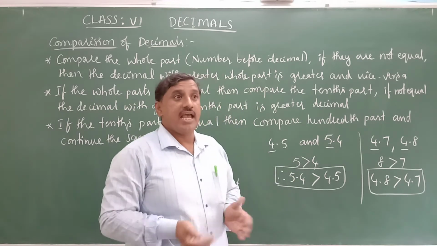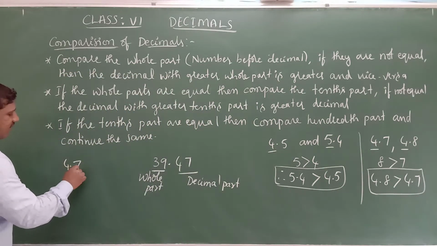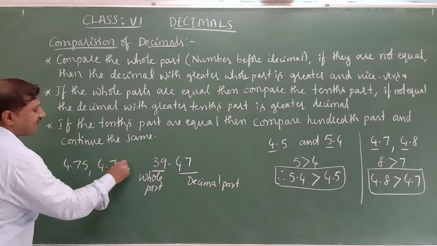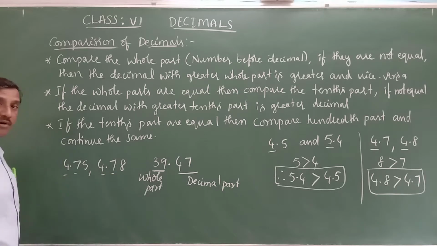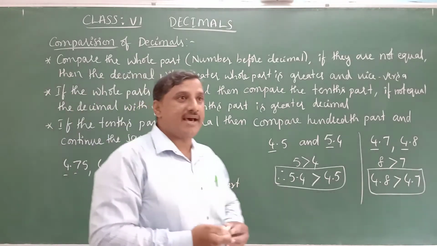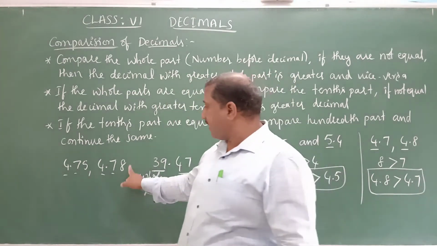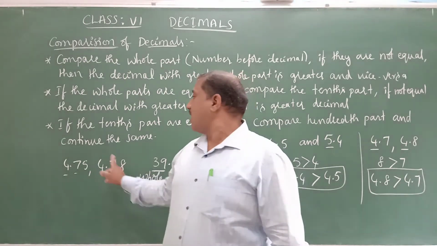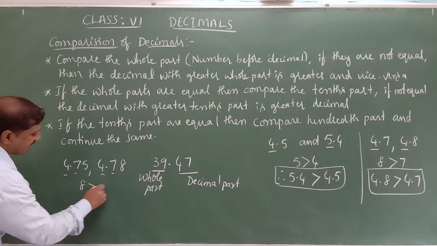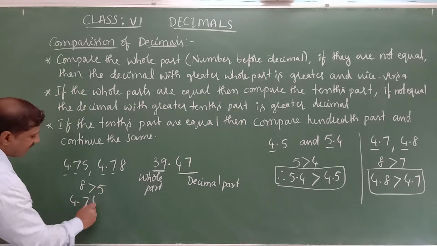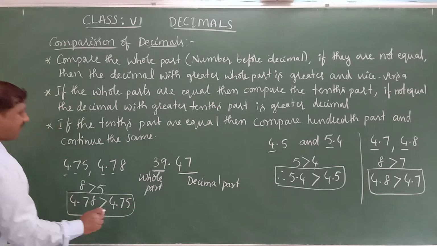If we find the 10th place digits are also same, like 4.75 and 4.78, see here the whole parts are same and the 10th parts are also same. Then what to do? How do we compare? Then compare the 100th place digit. We have 8 in the second decimal, and here it is 5. Therefore, as 8 is greater than 5, 4.78 is greater than 4.75. Like this we will compare the decimals.